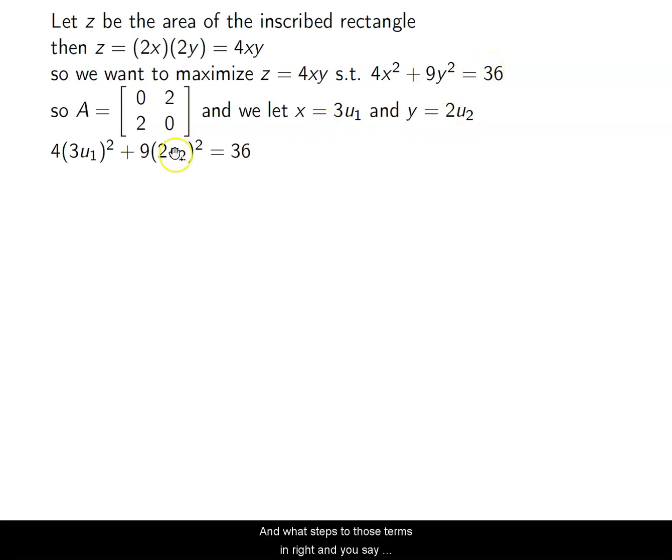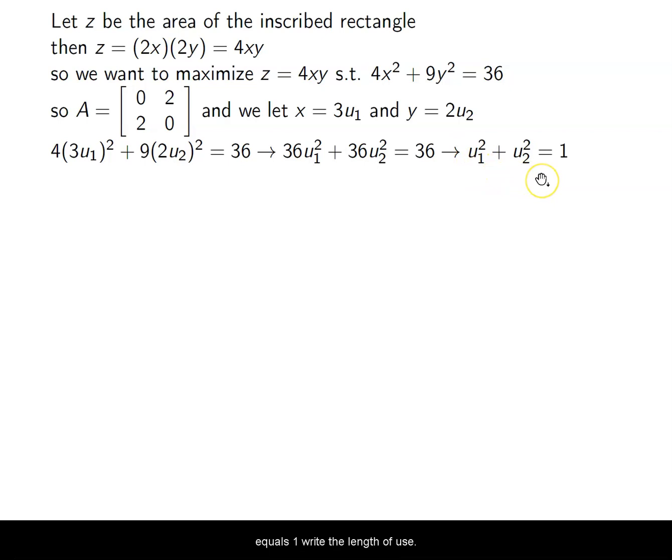And we'll substitute those terms in, right? And we can say, okay, this is going to give me 36, right? 3 squared times 4, 2 squared times 9. Everything will be 36. Now I have my constraint that u equals 1, right? The length of u is 1.